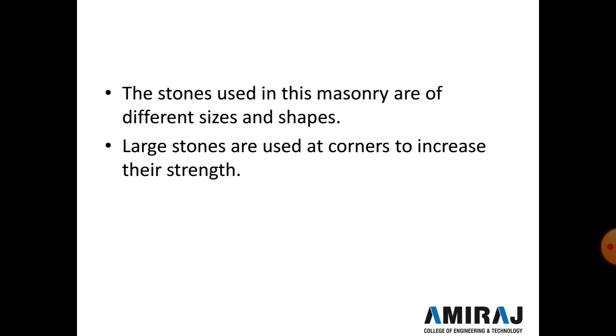Before laying, all the projecting corners of the stones are slightly knocked off, and vertical joints are not plumbed. Joints are filled flush. Large stones are used at a corner to increase their strength, and generally this type of masonry is suitable for the construction of walls of low height in ordinary buildings.